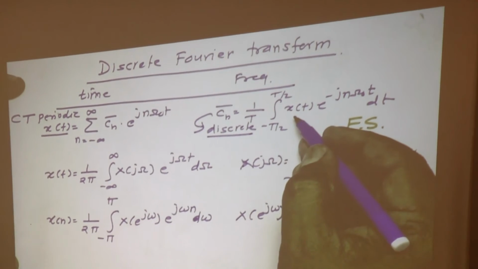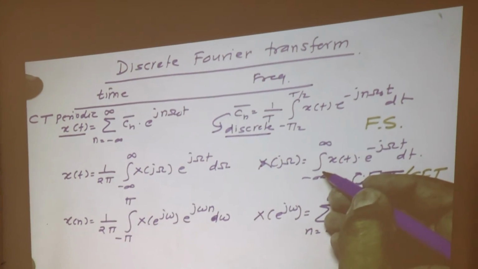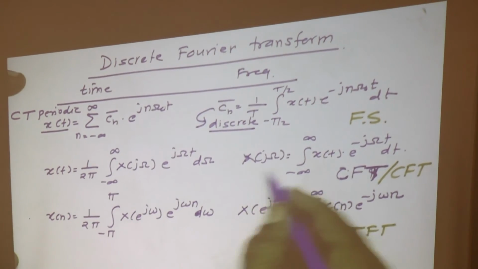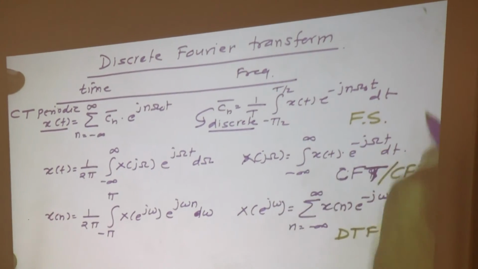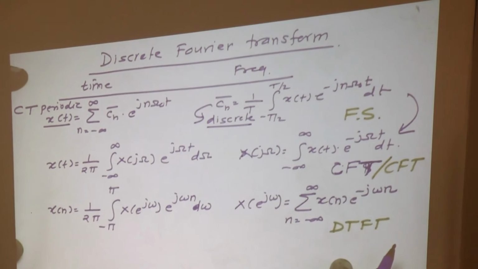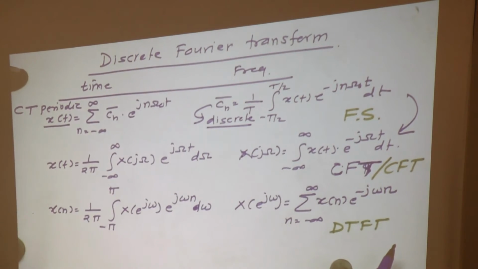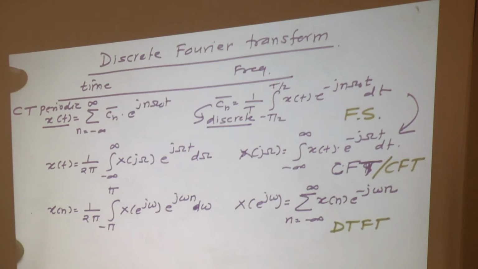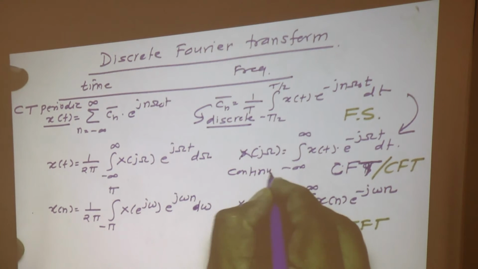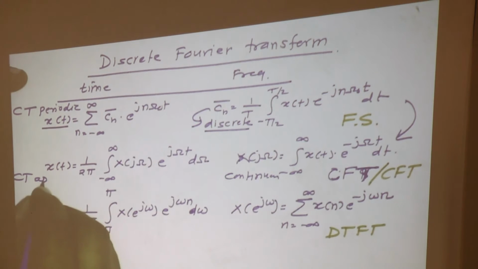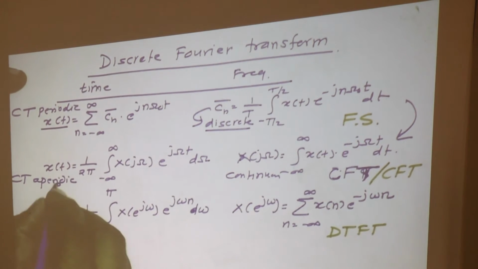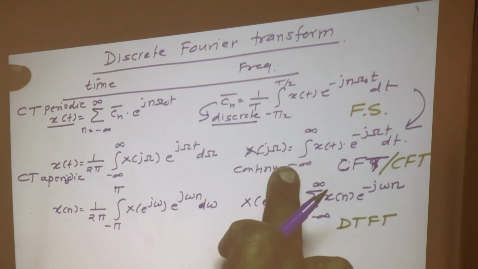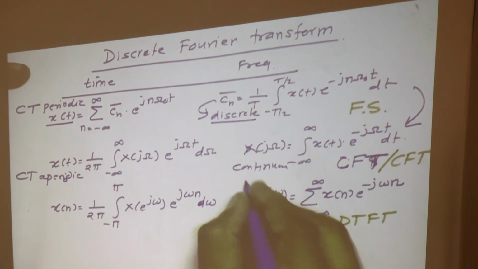When you take T tends to infinity, this function becomes this function. As T tends to infinity, and we wrote Cn bar into T as X of j omega, this is a special case of this. So X of j omega is a continuous function. This is continuous time aperiodic. x(t) is continuous time aperiodic. We call it Fourier transform. It is a continuous frequency transform.